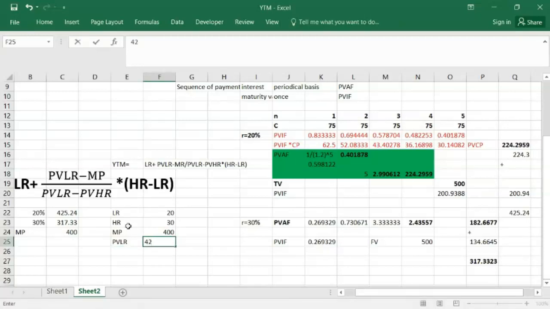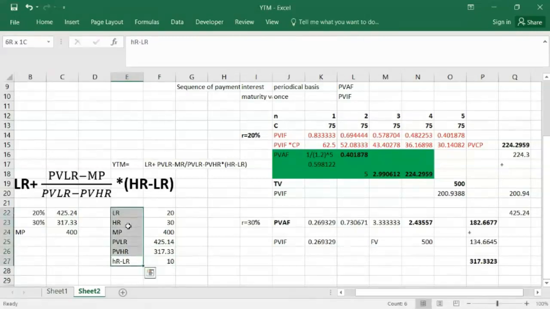The present value of the lower rate, which we have worked out, means the present value of interest payment plus the present value of terminal value or maturity benefit, together equal to 425.14. The present value of the higher rate for this particular problem is 317.33. What is the difference between the higher rate minus the lower rate? 30% minus 20% is 10%.